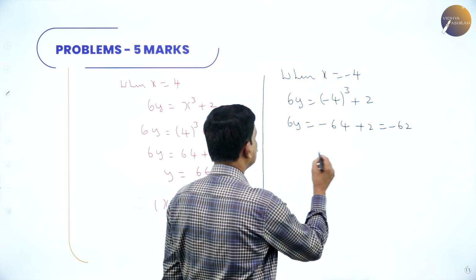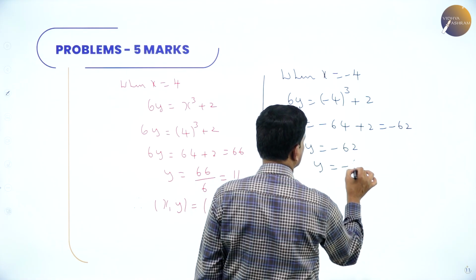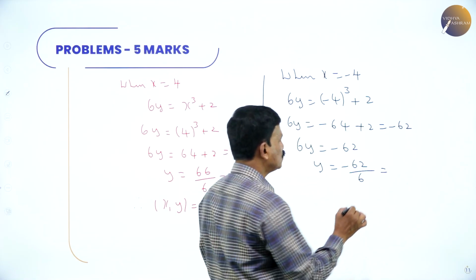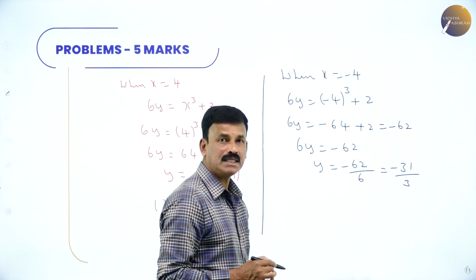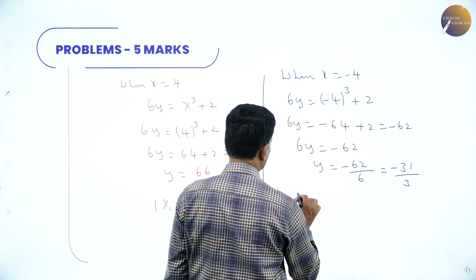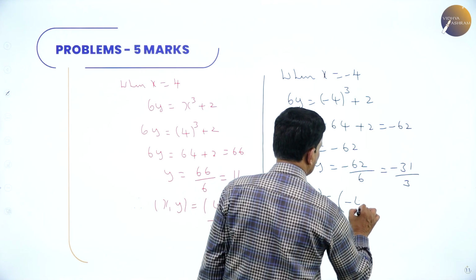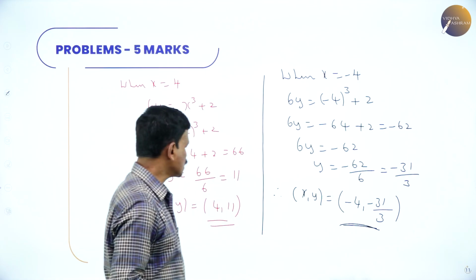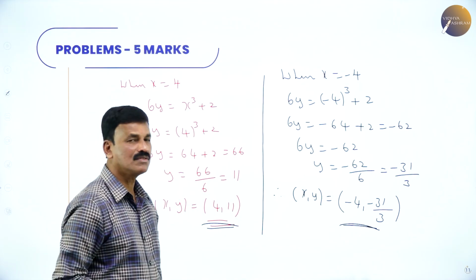Now 6y is equal to minus 62, y is equal to minus 62 by 6. Divide by 2: 2 threes are 6, 2 ones are 2, 2 thirty-ones are 62. Minus 31 by 3. Therefore, the other point (x, y) is (minus 4, minus 31 by 3). So therefore the points are (4, 11) and (minus 4, minus 31 by 3).